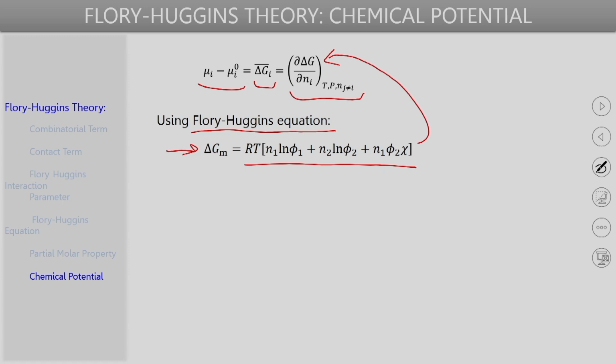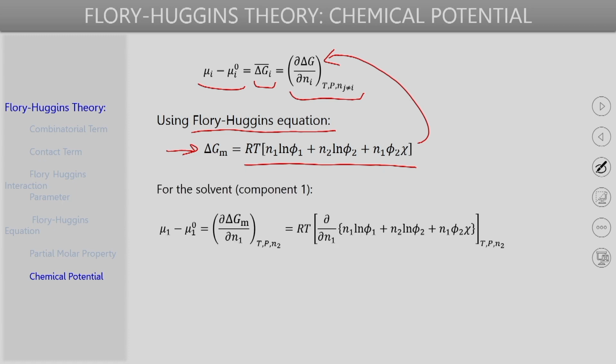So, let us focus on the solvent phase. For the polymer solution, we have a binary mixture of a polymer and a solvent. So, let us first consider the solvent phase, which is component 1. For that, if we consider I equal to 1 for the solvent, then we get mu 1 minus mu 1 naught equal to this partial molar Gibbs free energy of mixing, and we can substitute the Flory-Huggins equation here and then carry out the differentiation to obtain an expression. So, in the next couple of slides, let us walk through this derivation step by step.